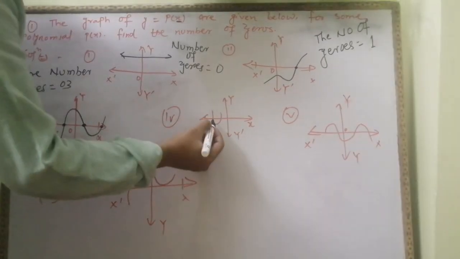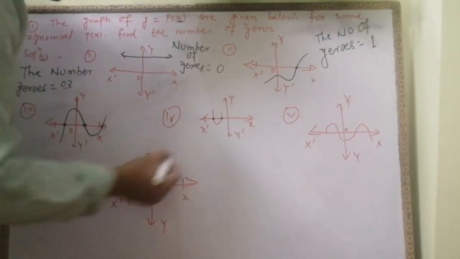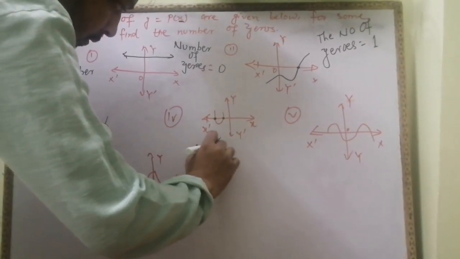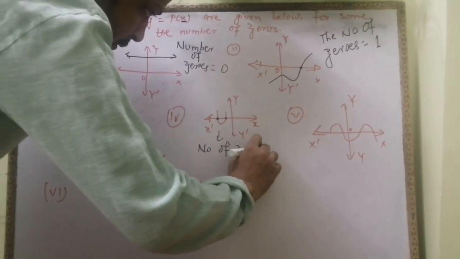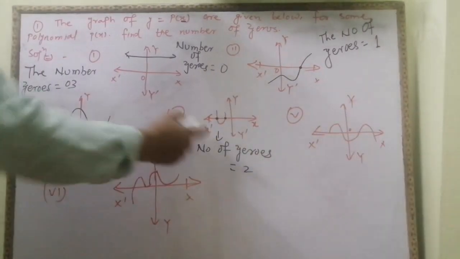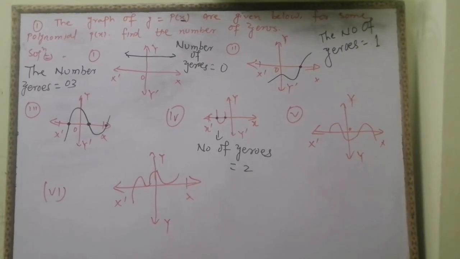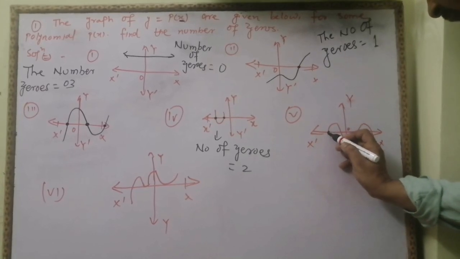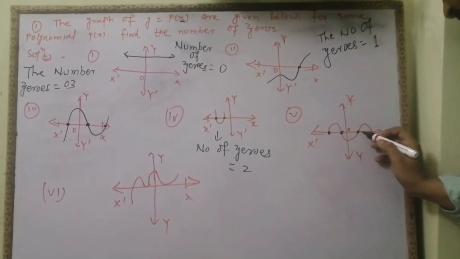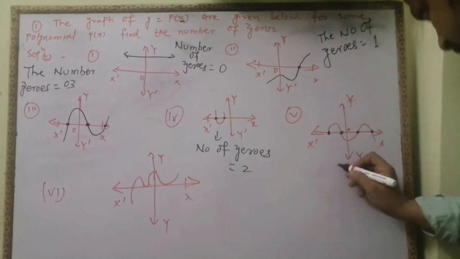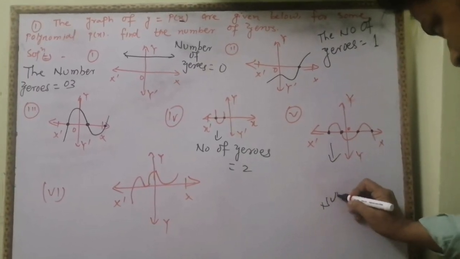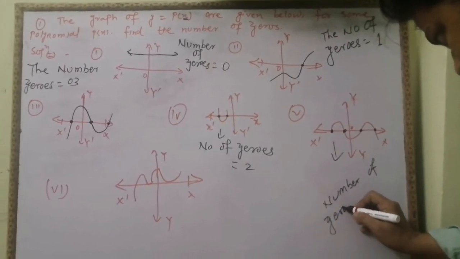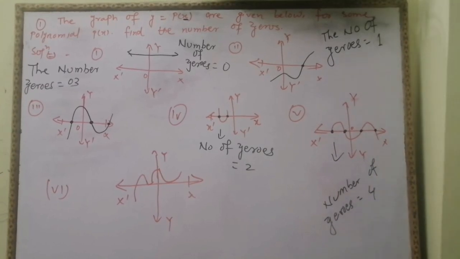Here you can see that the graph cuts the x-axis at 2 different points. So I can write that the number of zeros is equal to 2 for this. And for question number 5, we can say that the number of zeros is 1, 2, 3, 4. The number of zeros in this case is equal to 4.